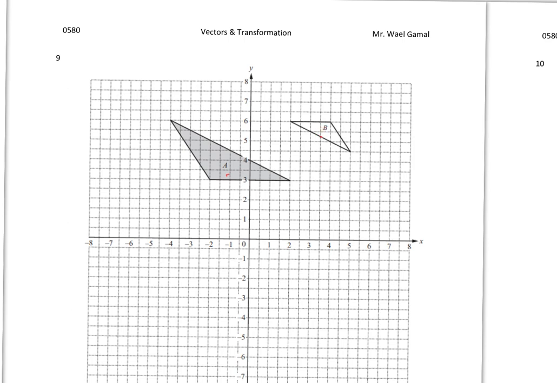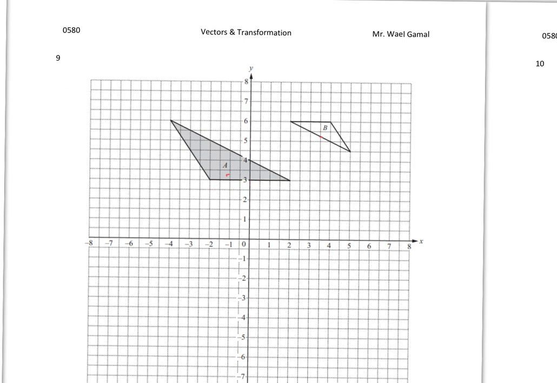Now to find the scale factor from A to B, take this side and its image. Find the length of the new side over the original side. So this is 1, 2, 3, 4 small squares. Its image, this is the image because it is from A to B. The new side is 1, 2, 3, 4 small squares. The old one is 1, 2, 3, 4, 5, 6, 7, 8.